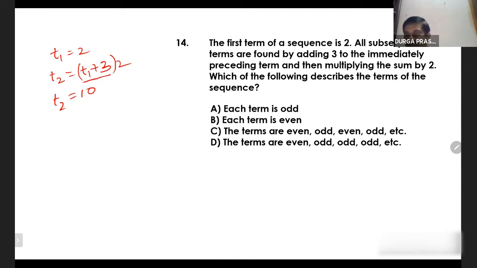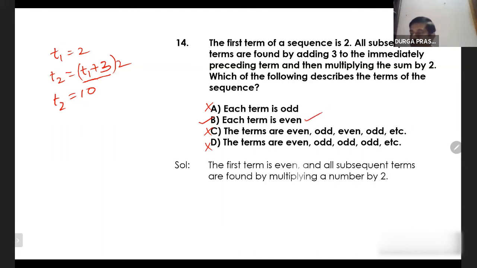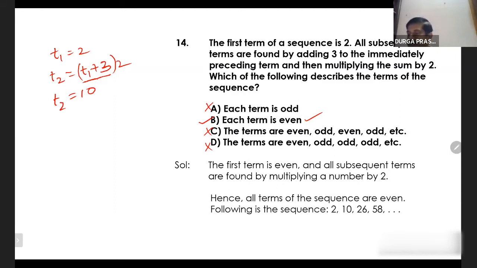And the first term is also even. So now let us see, each term is odd is wrong. So first eliminate the wrong answers. Each term is even, this is right. The other options are wrong because even then odd is not possible. After it's even, then all odd is not possible because they are multiplied by 2. So therefore all should be even. The only thing that works out is option 2. Please note it fast, quick.